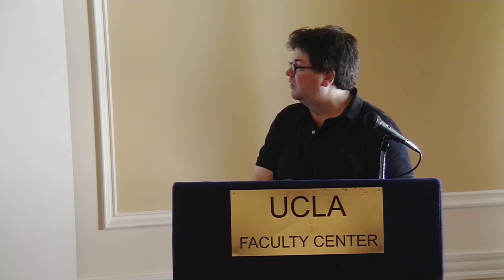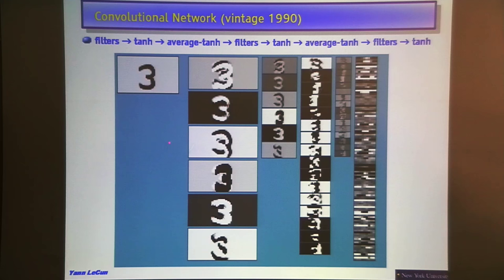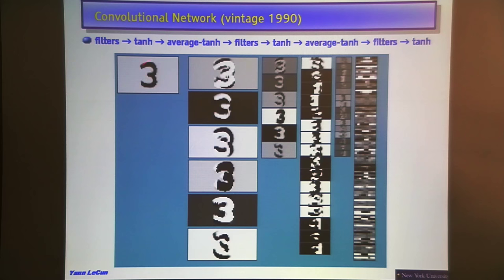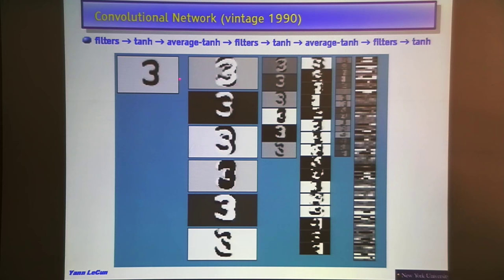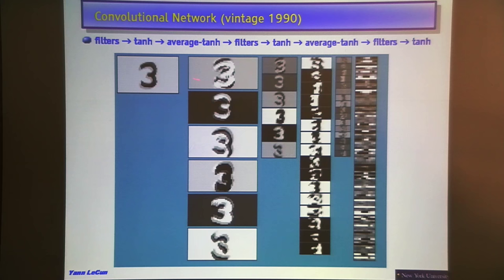And I want to show you, if I may, this. Okay, so that's an old example of a convolutional net at work. So here's an input. This is the result of the first layer, applying the filters. There's a sigmoid function also that's being applied, hyperbolic tangent. I'm not showing the actual filters here. I'm just showing the result of applying the filters to the input for all those translated threes.